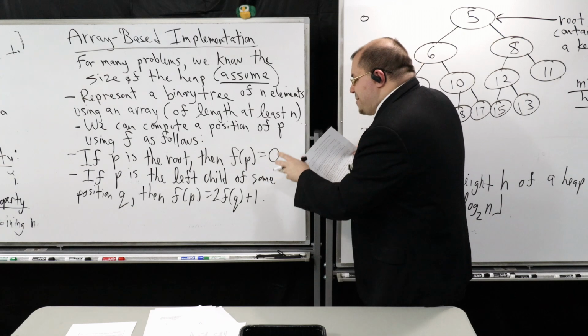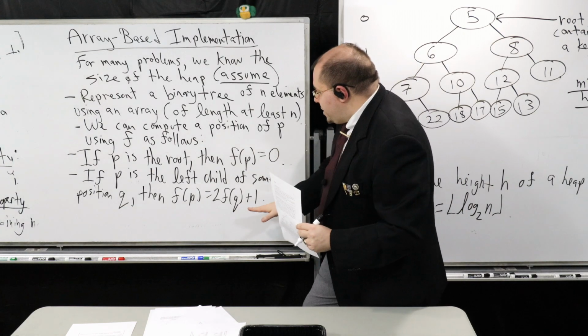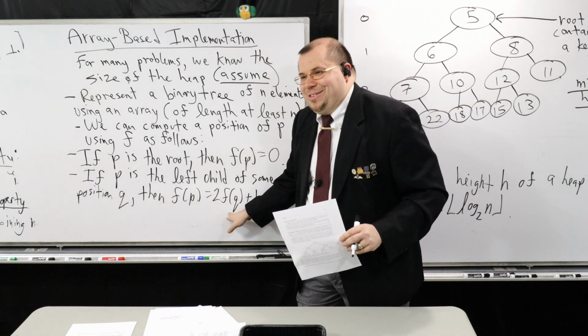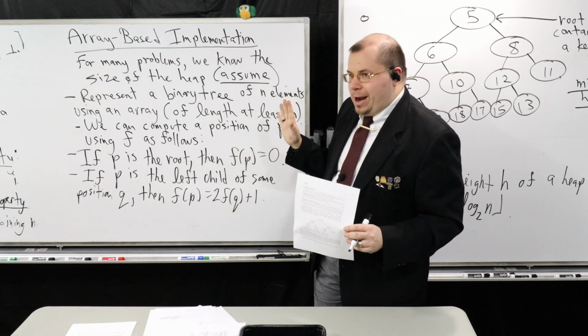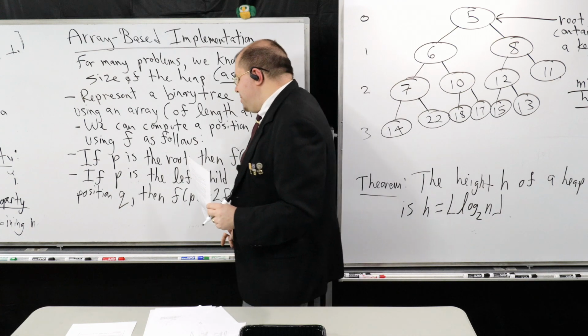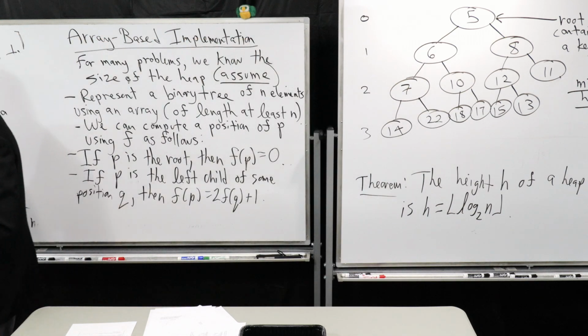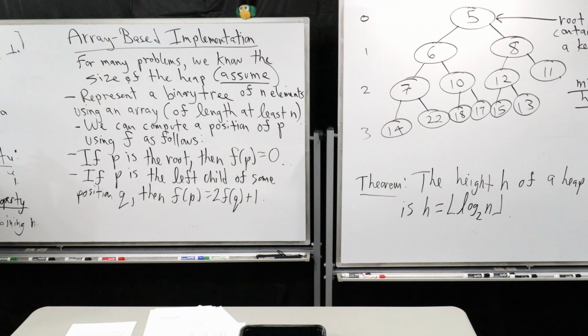You're going to see what I mean by these in a moment. So if you're looking at this, you're like, okay, what is f of Q? Remember, this is a position in the array. So wherever the position of the parent is, you multiply that by 2 and add 1 to it to get the left child.